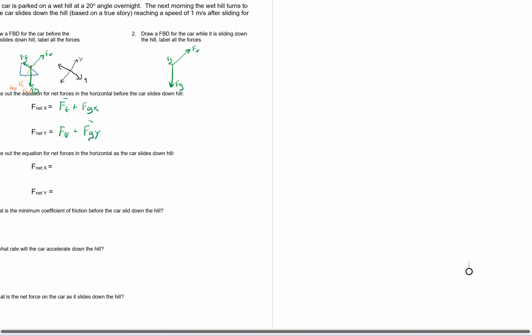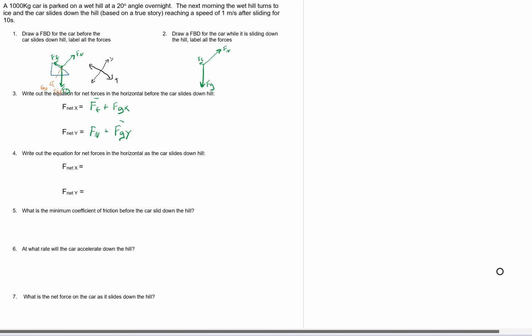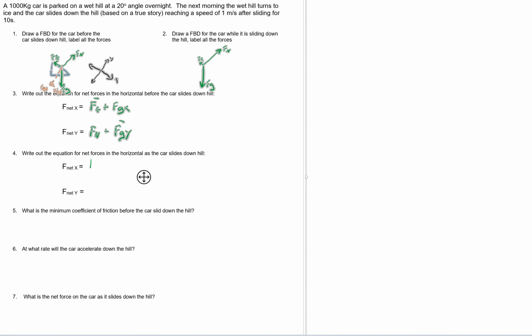As the car slides down the hill, we'll write those two equations to be roughly the same thing: force of friction and force of gravity in the x, and in the y it'll be normal force and force of gravity in the y. The minimum coefficient before the car can slide down the hill.